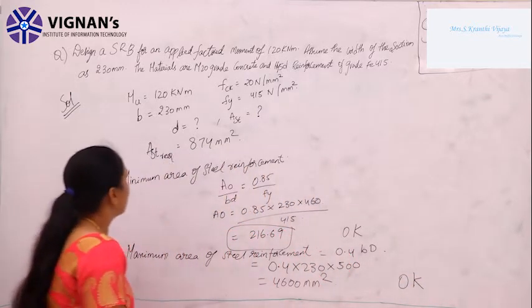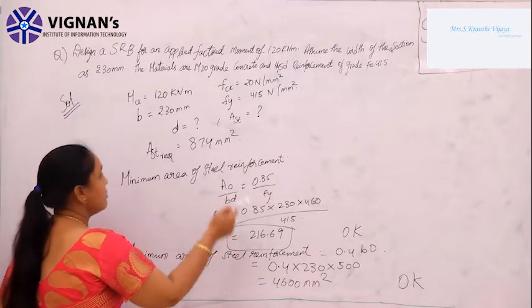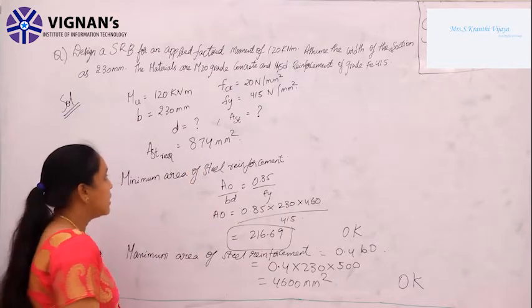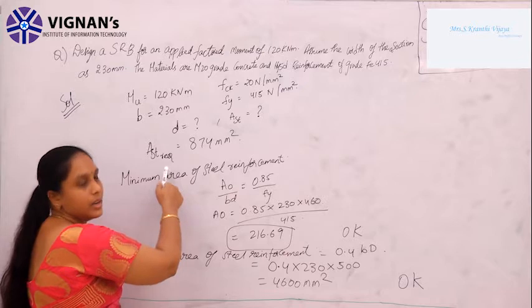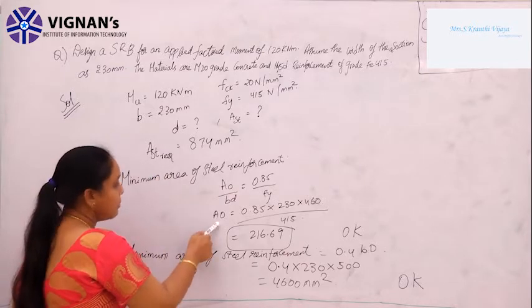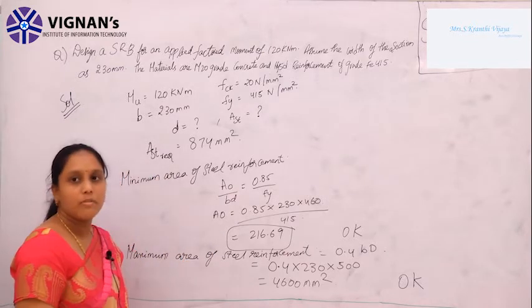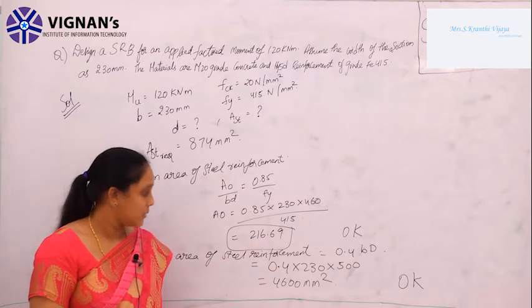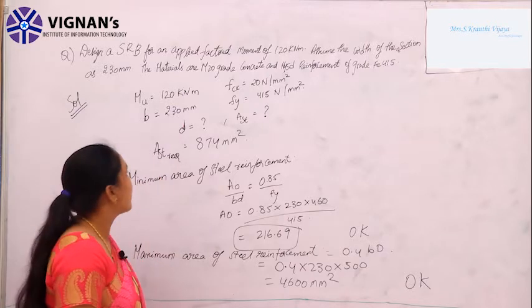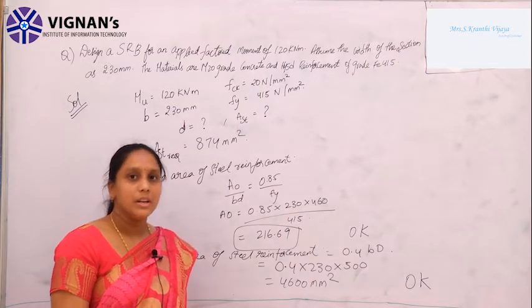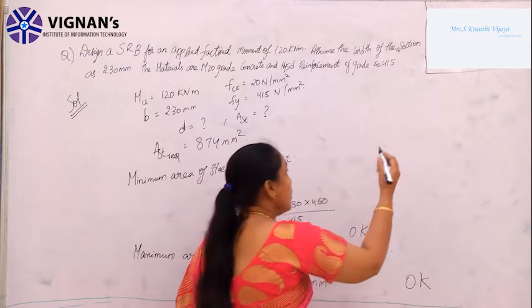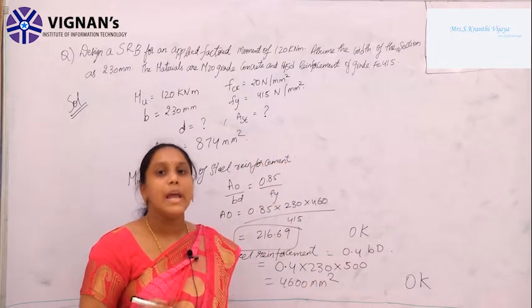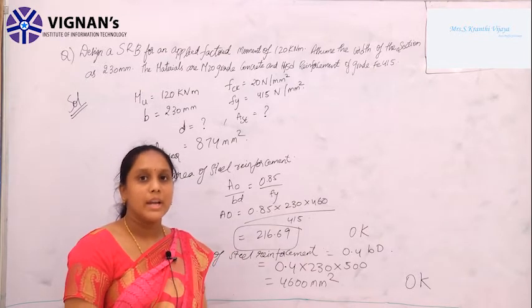So, this is the minimum, this is the required and this is the maximum area. Always this required AST should be in between the minimum and the maximum area of the steel reinforcement, hence the design is okay. Now, what we have found out? We have found out the area of the steel required. Now we know the breadth of the beam, the depth of the beam is also known and the area of the steel required is also calculated.